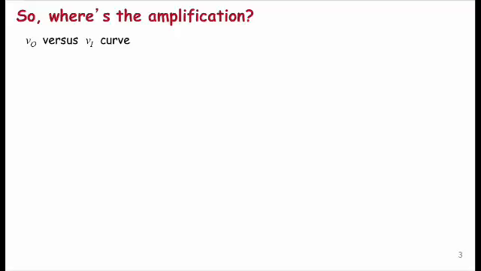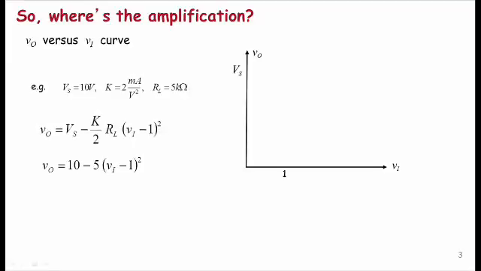Okay, so what I'd like to do is plot V naught versus VI for this expression. I'd like to plot V naught versus VI for these parameter values. I'm going to pick Vs to be 10 volts, my dependent source parameter K to be 2 milliamps per volt squared, and I'll pick RL to be 5 kilo ohms.